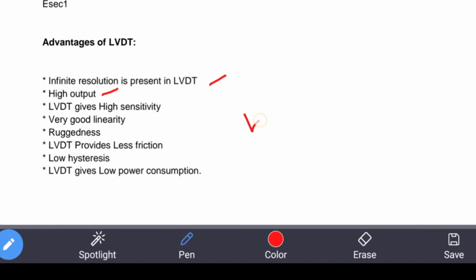Even nanometer changes, or millimeter changes in the thickness or linear motion, will produce voltage. That is high output. LVDT gives high sensitivity. Very small thickness can easily be identified by the use of LVDT. It has very good linearity. This is the ruggedness of the instrument, though it seems to be a very small instrument.